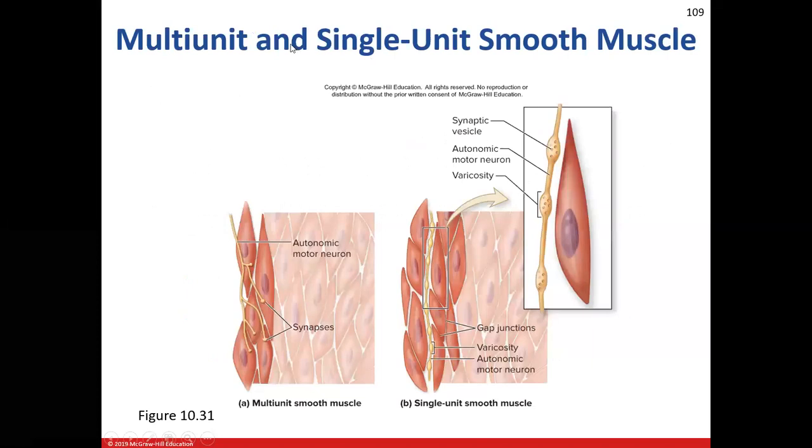Here is our multi-unit and single-unit smooth muscle. You can see with a multi-unit, again, we have the layers of cells with the synapses on top of each of the cells. In this case, with a single unit smooth muscle, we essentially have the neuron with the vesicles going right through the middle part of this layer.